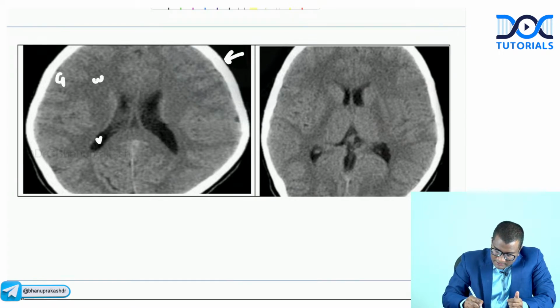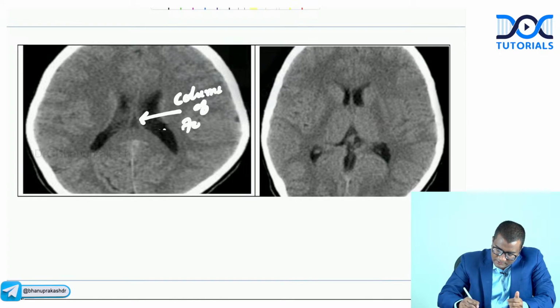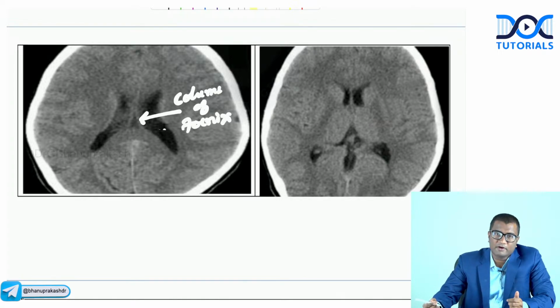These are the ventricles, right? The lateral ventricles. And here, what is this structure that I'm marking with the arrow? Can you tell me what the structure is that I have marked with the arrow? These are your columns of the fornix, right? So they are the columns of the fornix.